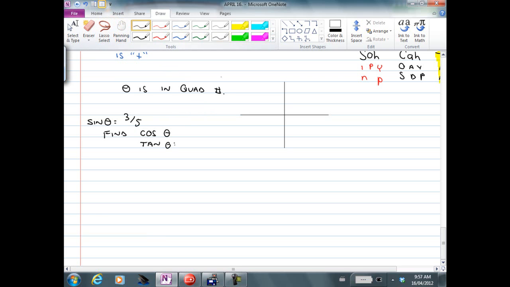So guys, gals, theta is in quadrant 2. First thing we're going to do is draw your angle in quadrant 2. Done. Next thing you're going to work on is, I'm going to write down a star.